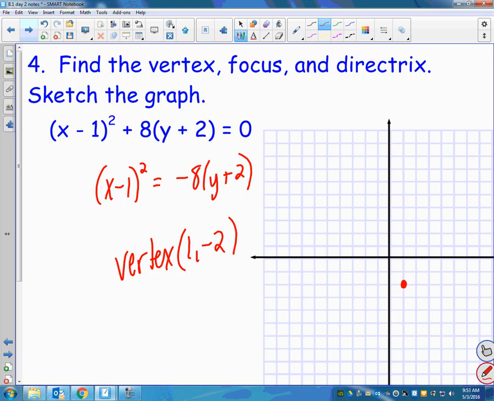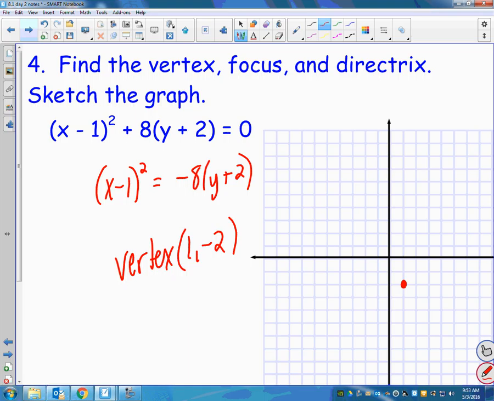Which way should this be opening, up or down, left or right? Which one, up or down? Because x is squared, it tells me it's up or down. Because it's negative, it should be opening down. Right? So make sure you're making your picture look like that.